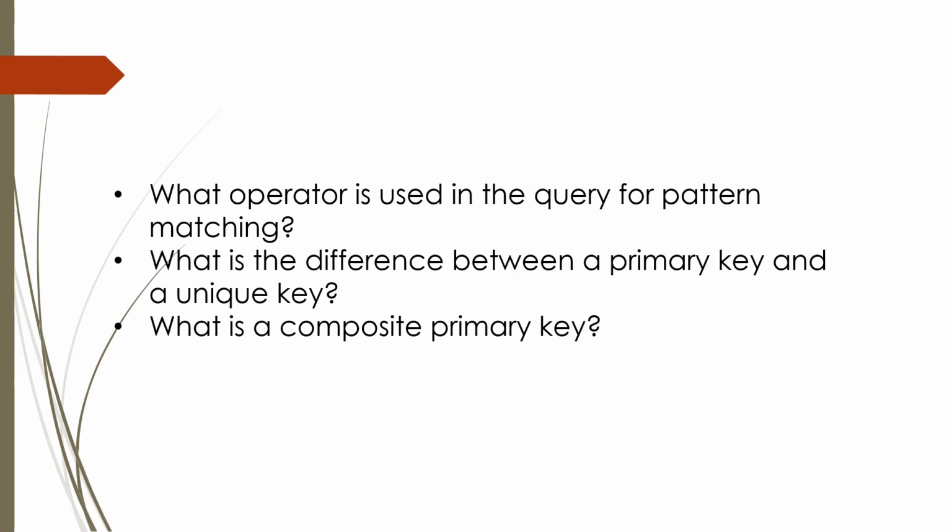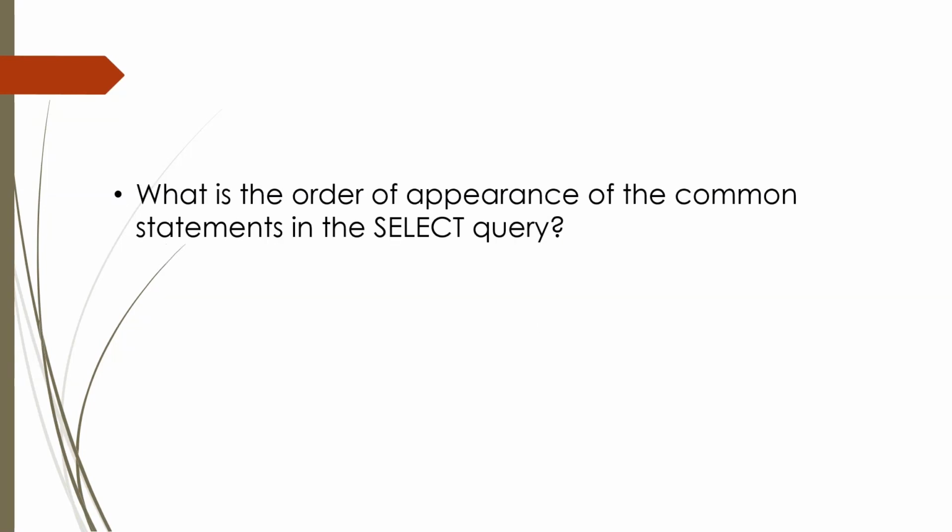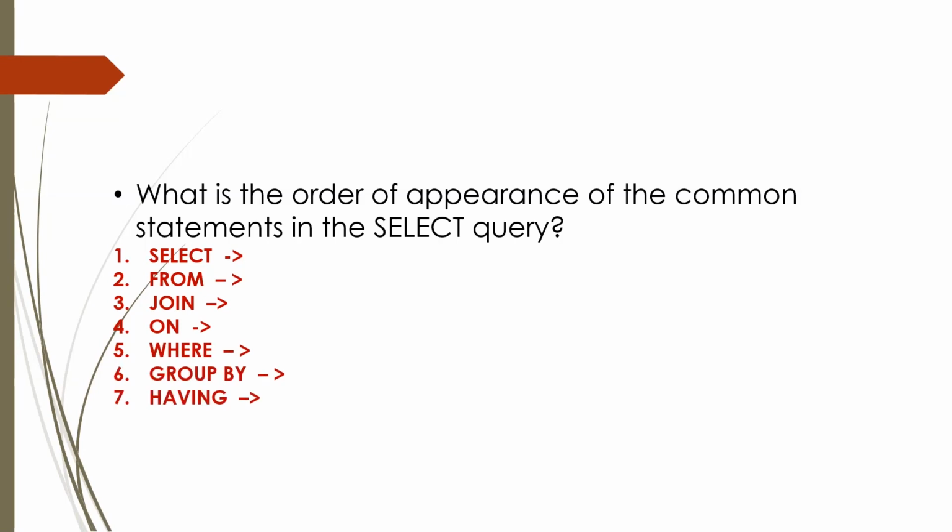Next question is, what is the order of appearance of common statements in the SELECT query? The order of appearance of common statements in a SELECT query is: first comes SELECT, and then FROM the name of the table, and then JOIN if we are performing any join, and then comes the ON condition, then WHERE, and then GROUP BY, and then HAVING, and then ORDER BY, and then comes the LIMIT, like how many records do you want to see in the results.